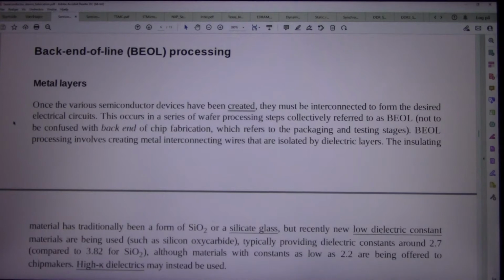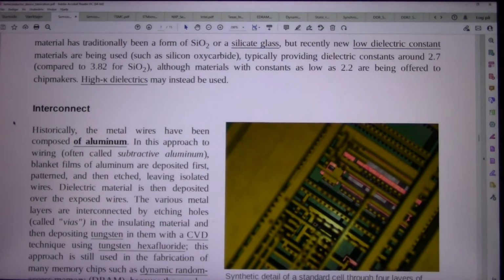BEOL processing involves creating metal interconnecting wires that are isolated by dielectric layers. The insulating material has traditionally been a form of SiO2 or a silicate glass, but recently new low dielectric constant materials are being used, such as silicon oxycarbide, typically providing dielectric constants around 2.7, compared to 3.9 for SiO2, although materials with constants as low as 2.2 are being offered to chip makers. High-k dielectrics may instead be used. Interconnect.